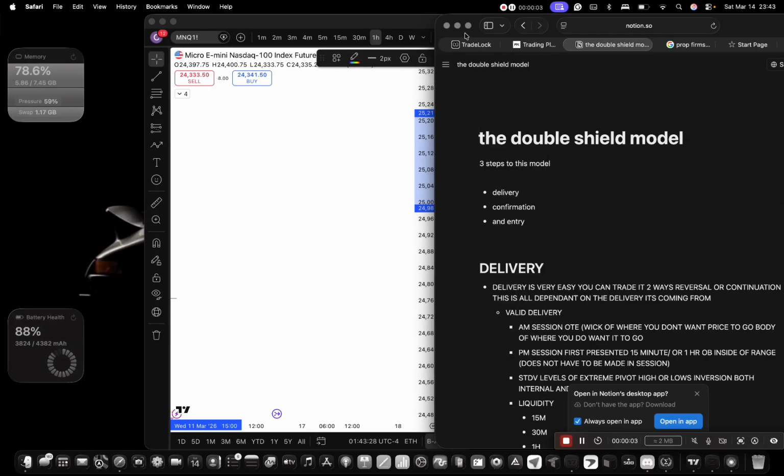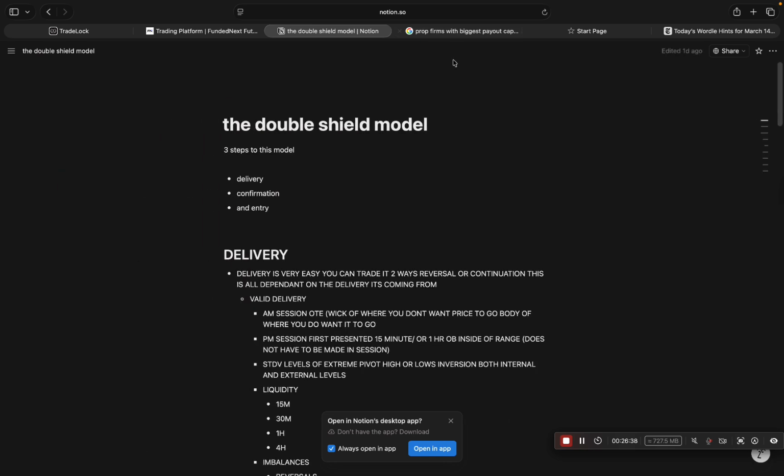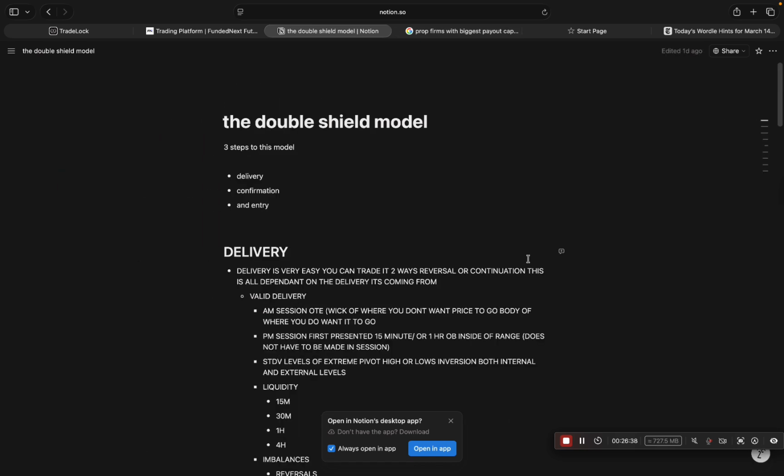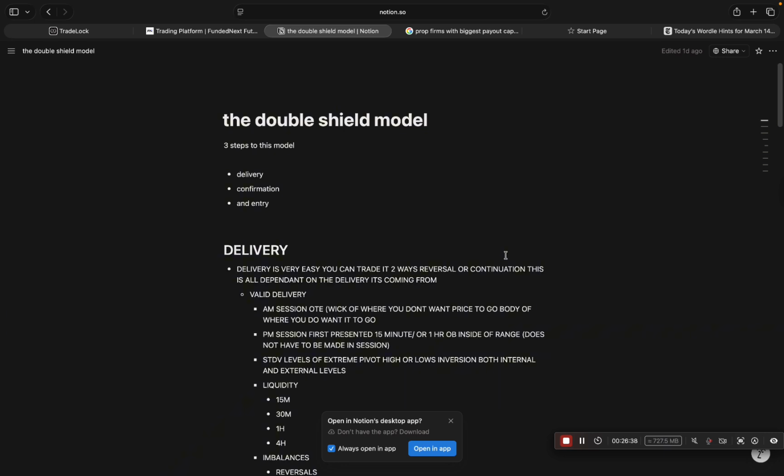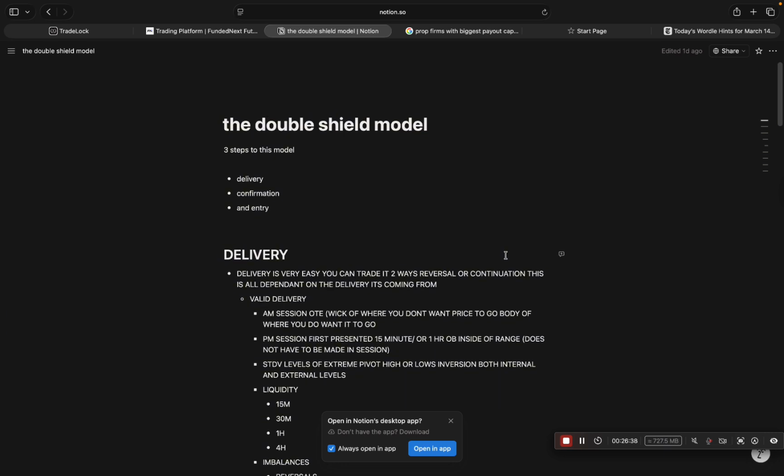Okay, guys. So we're going to go simply through this little Notion that I created with you guys, and then we're going to go ahead and show you a live-time example. But this is going through my entire entry model that's just been stupid.